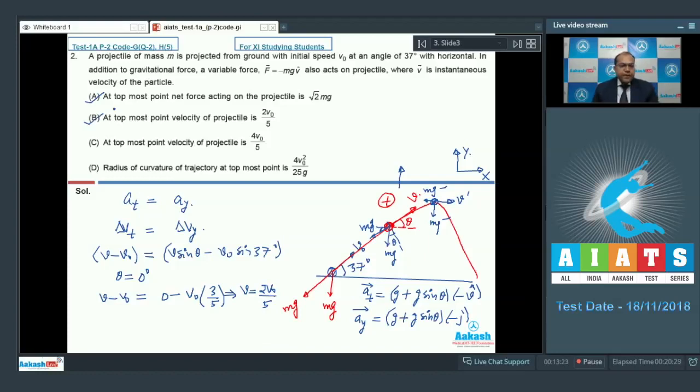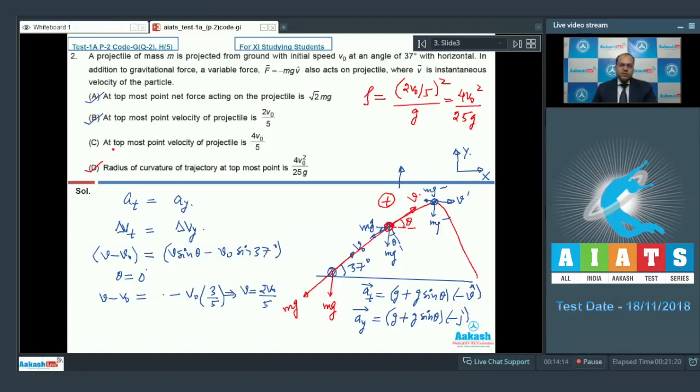Let's check option D. Radius of curvature of trajectory at topmost point is 4 v naught square upon 25 g. So at topmost position, the radius of curvature can be given as v square, that is the velocity at this moment, 2 v naught upon 5 whole square, divided by the component of acceleration perpendicular to this velocity at the topmost position, and the perpendicular component of acceleration is g. So on solving, it comes out to be 4 v naught square divided by 25 g. So option D is also correct. So the correct answer for question number 2 are options A, B and D.